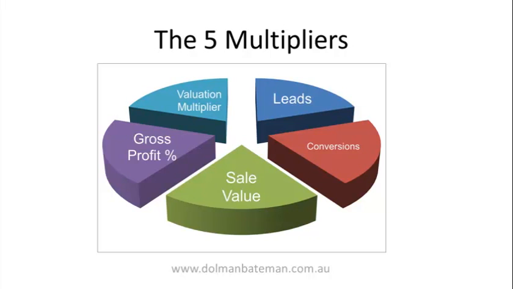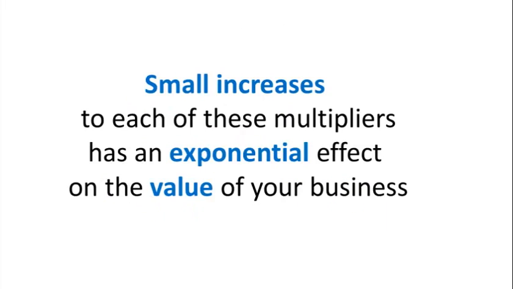The 5 things we're going to look at are leads, conversions, sale value, gross profit, and the valuation multiplier. Just small increases to each of these multipliers has an exponential effect on the value of your business. So let's work through a quick example.